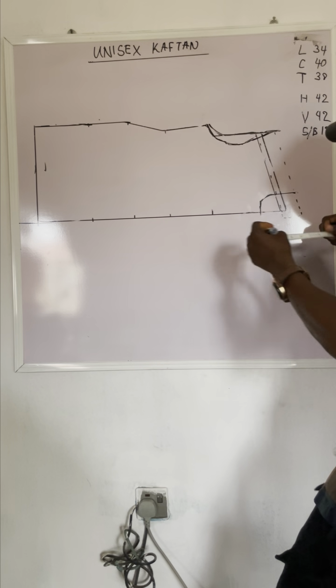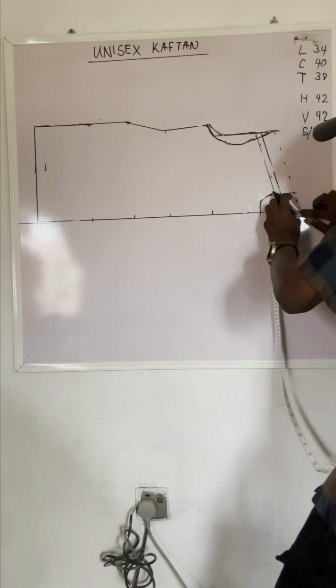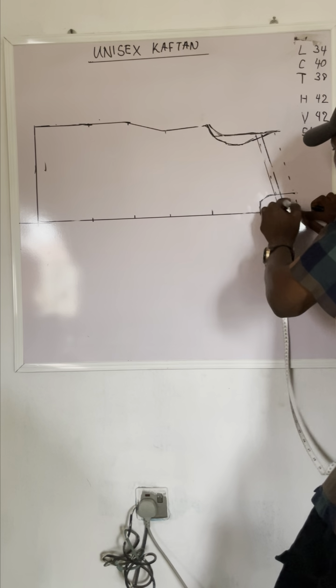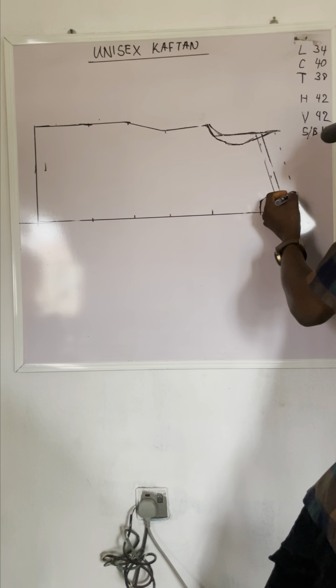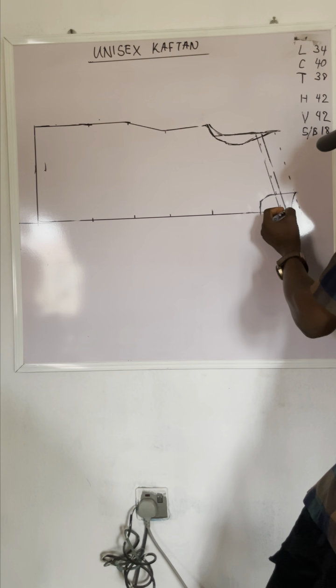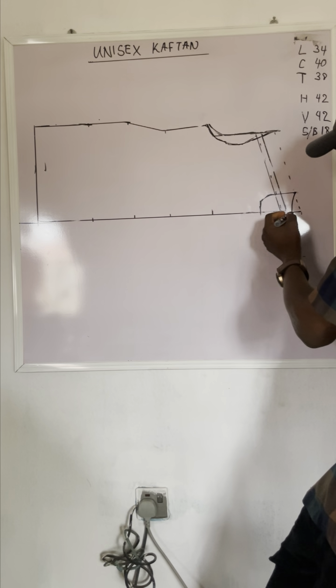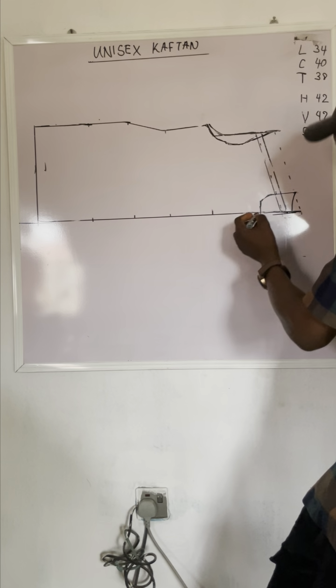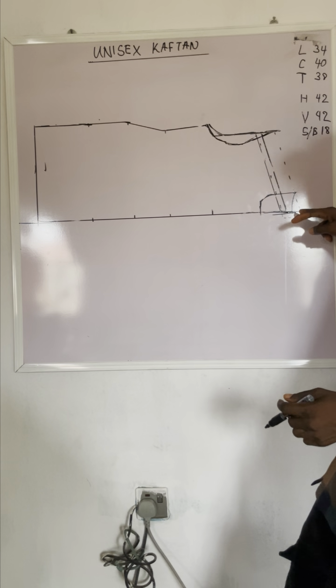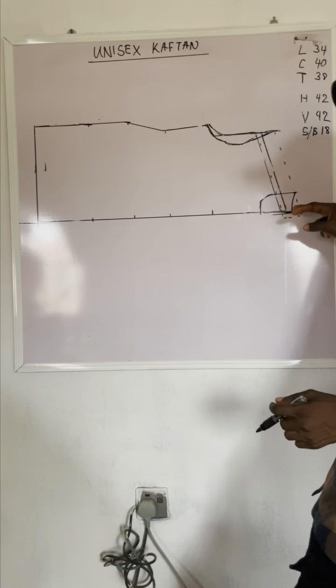After you have released it, this is what you do. You now come in by 1 inch from this edge. This 1 inch, you now cut it. So this is how to cut the neck for the back.